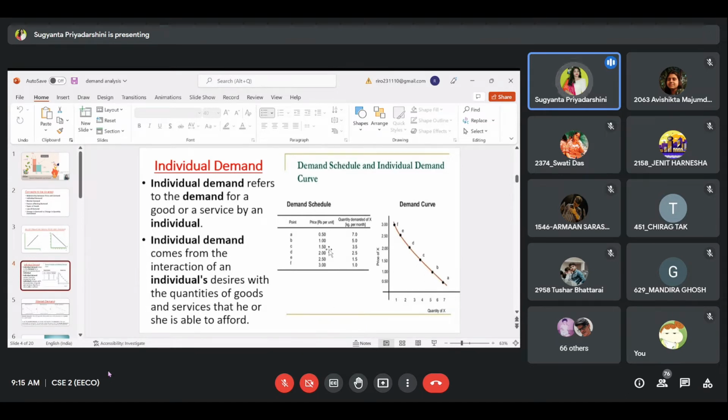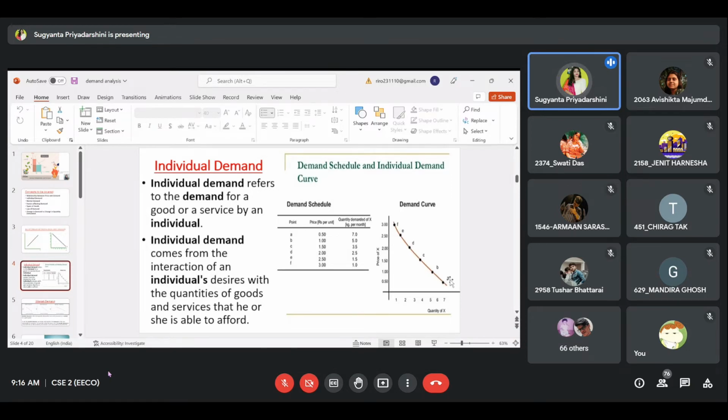So when the price is constantly increasing, as you can see here, from 0.5 to 1, then 1.5, then 2, then 2.5, the quantity demanded every time falls. That is, earlier it was 7, then from 7 it reduced to 5, then 3.5, and so on. So where this price and the quantity demanded combine, that very point is known as A.